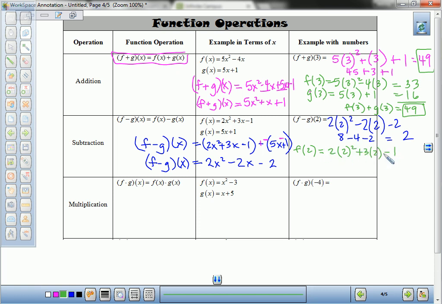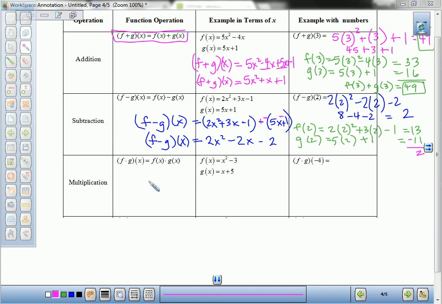So here we have 8 plus 6 minus 1 is 13. And then for g of 2, we have 5 times 2 plus 1 is 11. So if I were to subtract these two, do you see I still get 2? So whether you do it individually, evaluate, or you do it after we have done the subtraction, we get the same thing.